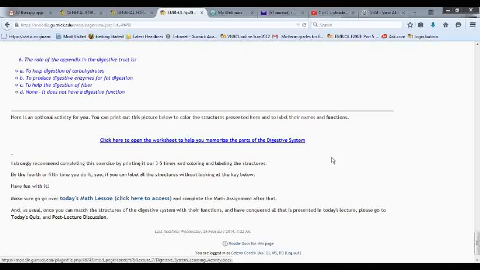All right. When you get a chance, that was not it. But when you can open this and take a look, you can play with it and practice labeling structures of the digestive tract and the accessory digestive organs.